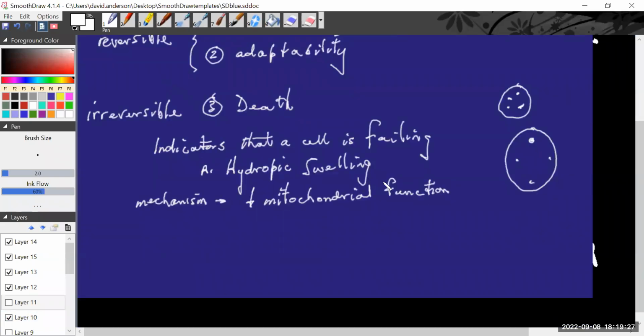So now we come back here. I'm telling you that where hydropic swelling is going to come from starts with a decrease in mitochondrial function. If we have a decrease in mitochondrial function, what's going to happen in that cell? What is not going to be made enough of?